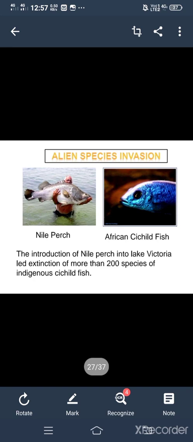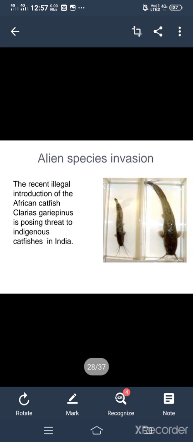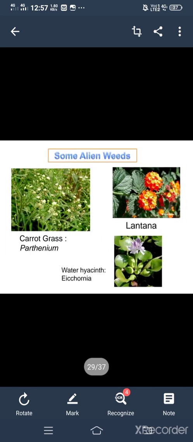Alien species invasion. The introduction of other species into one ecosystem always leads to the destruction of that original ecosystem, and that is called alien species invasion. These two are the examples, Nile perch and the African cichlid fish. Coming to some alien weeds, this you can easily understand, so I've taken these examples. For example, carrot grass, which is also called parthenium, lantana, you have seen this, and water hyacinth or eichhornia. These three are some examples for the alien species in case of plants.